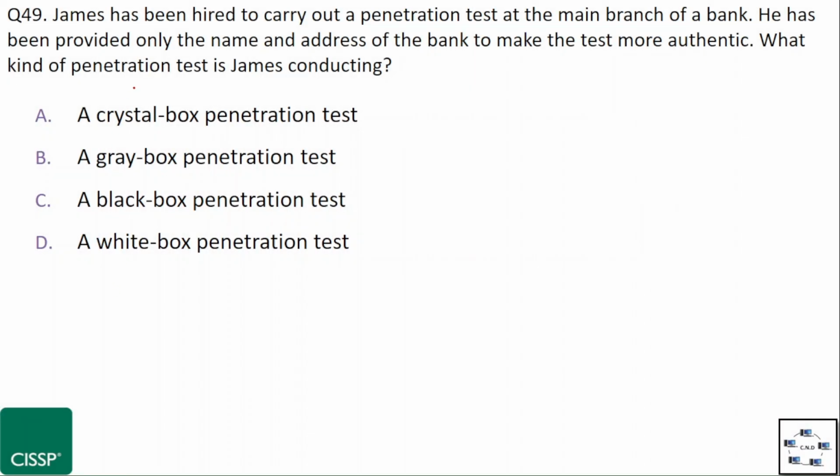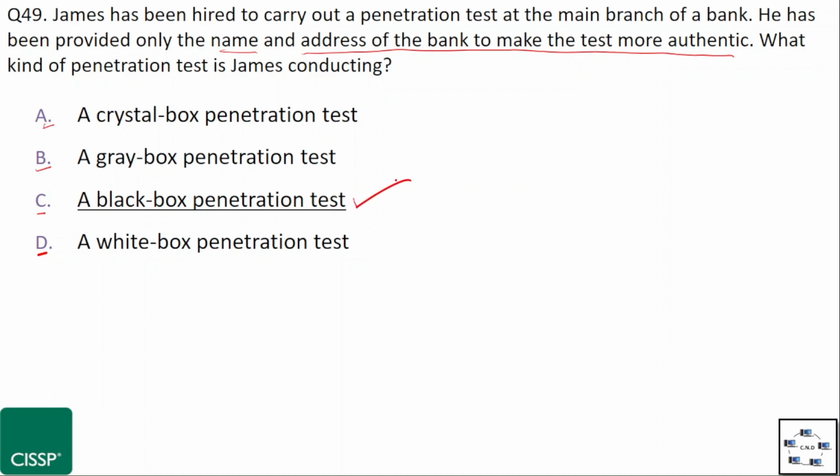Question number 49. James has been hired to carry out a penetration test at the main branch of a bank. He has been provided only the name and address of the bank to make the test more authentic. What kind of penetration test is James conducting? Option A, crystal box penetration test. Option B, a gray box penetration test. Option C, a black box penetration test. And option D, a white box penetration test. And the correct option is option C, a black box penetration test.